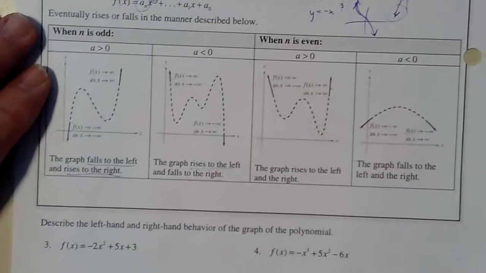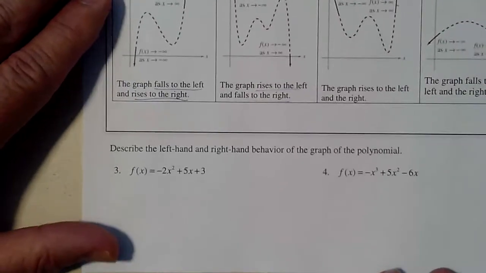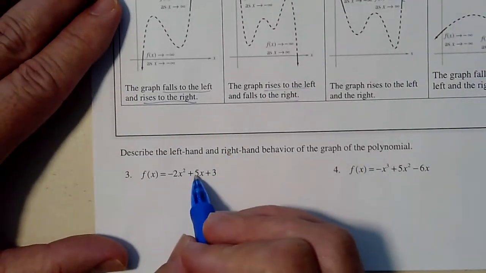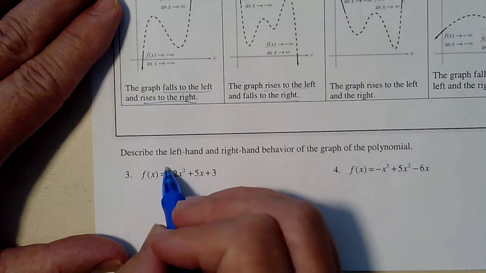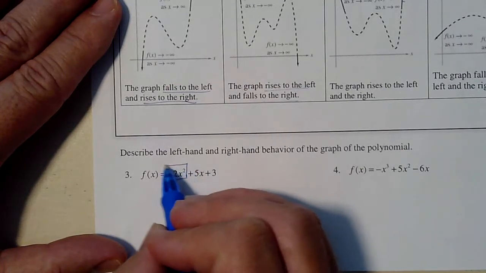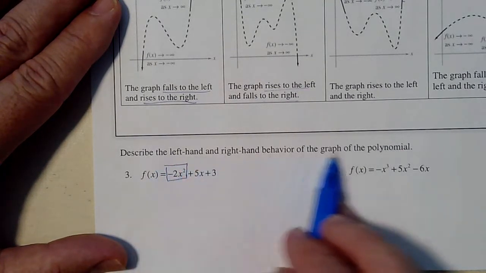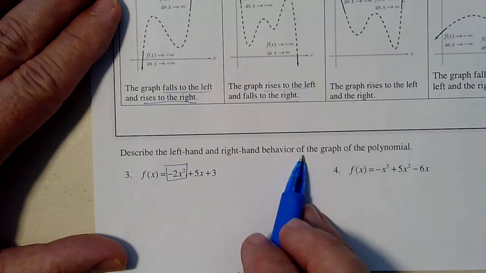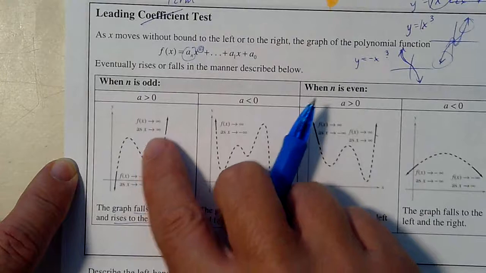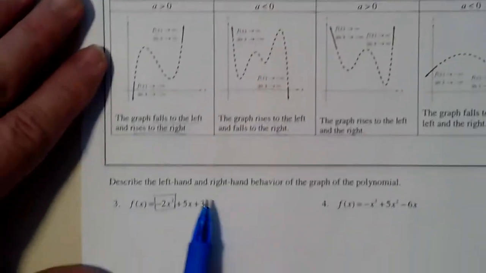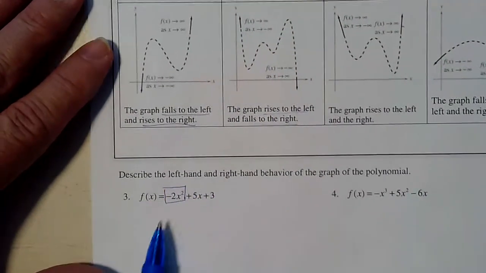Number 3 and 4, I'll walk you through and then have you try the next few, okay? All right, so I can ignore this part. I just want to analyze negative 2x squared to describe the end behavior. Okay, it says left hand, right hand. They just mean if you're going to use your left finger and your right finger. All right, so going to the left, going to the right from the middle.